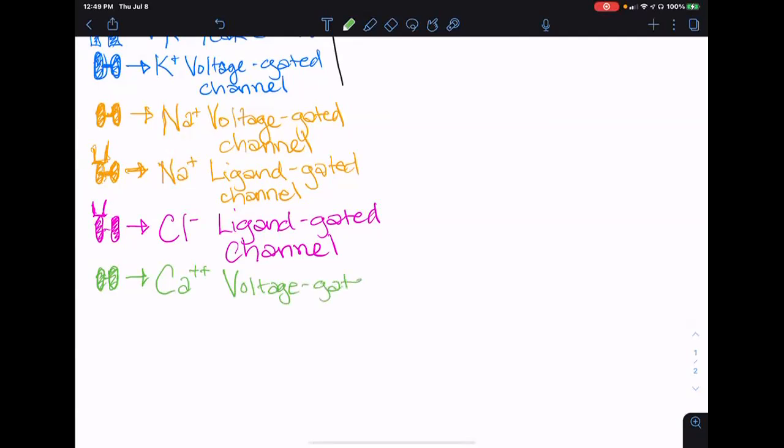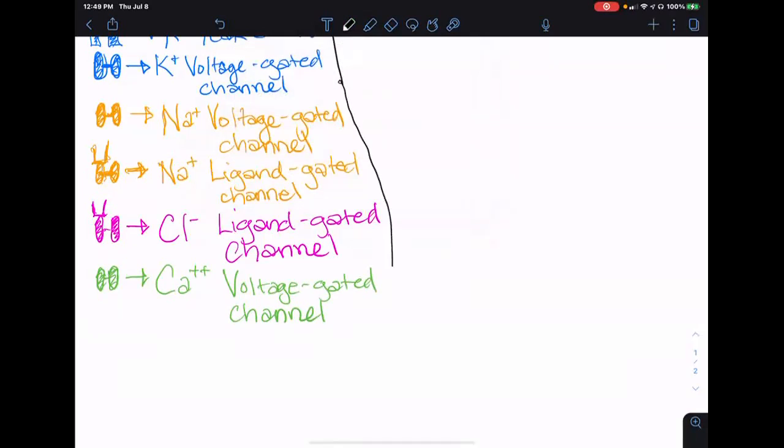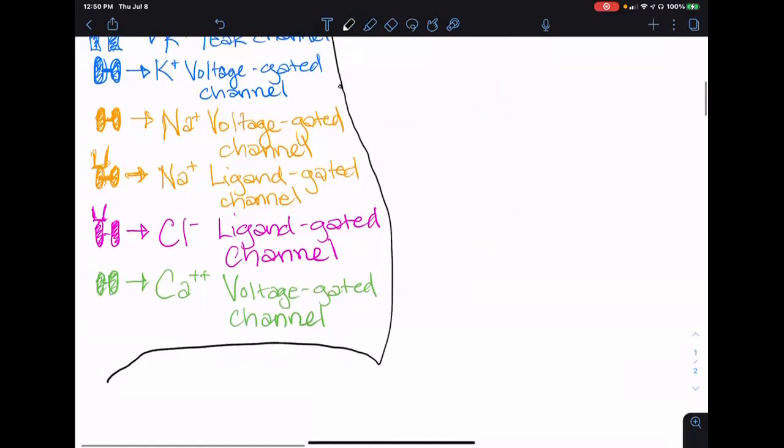Gated channel. All right, so that's our key here. So let me finish drawing the outline of our key. So, that's our key of all the things we're going to be drawing here, right?